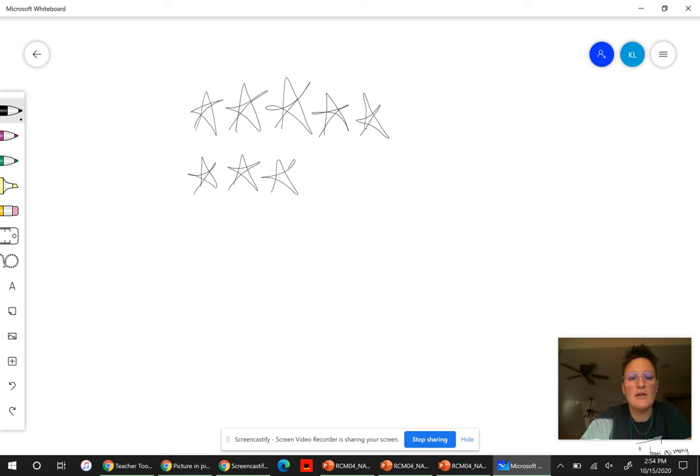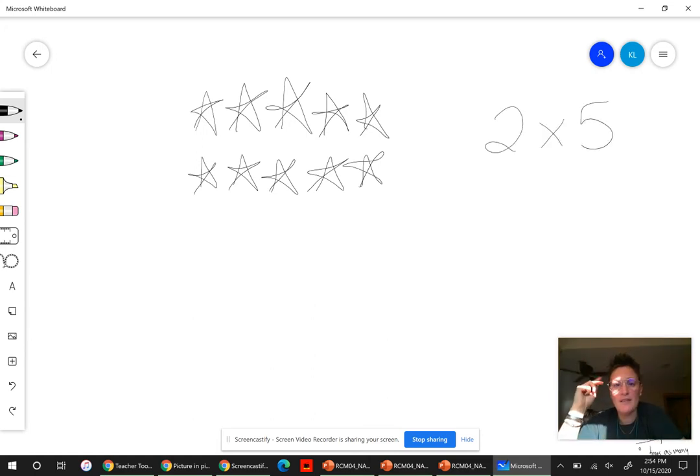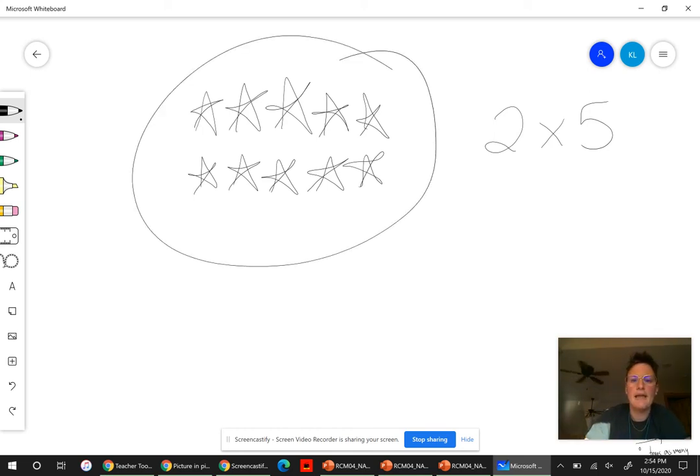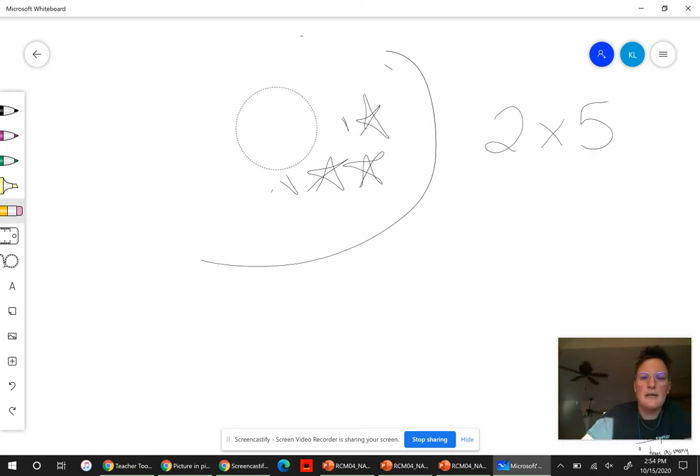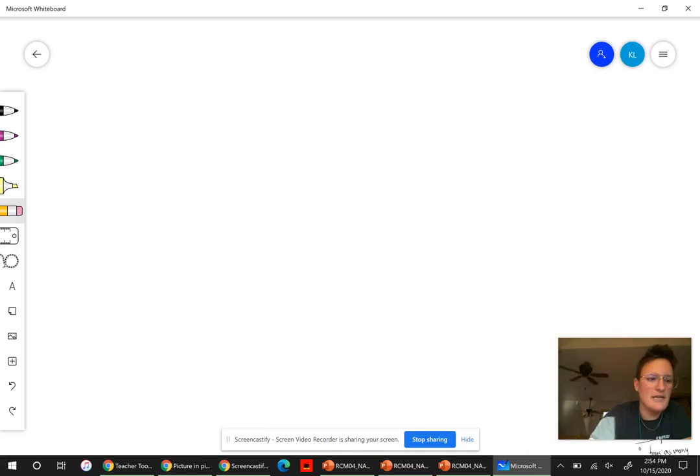So this array here shows 2 rows of 5. So this array would show 2 times 5. In order to find the answer to this problem, I can either count up the stars, 1, 2, 3, 4, 5, 6, 7, 8, 9, 10, or I can skip count 2, 4, 6, 8, 10, or I could skip count by 5, 5, 10. Either way you solve that problem, you're going to be able to use an array to help you figure it out. Okay, so now the array to show us 3 times 5, just like the one we figured out a second ago.